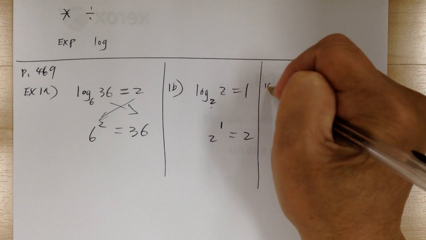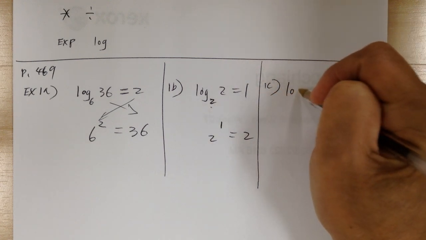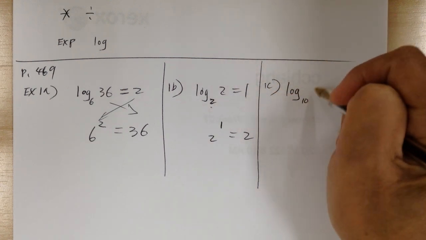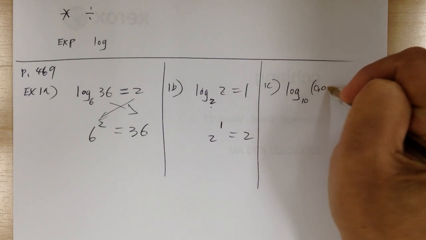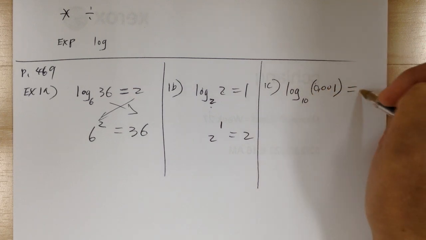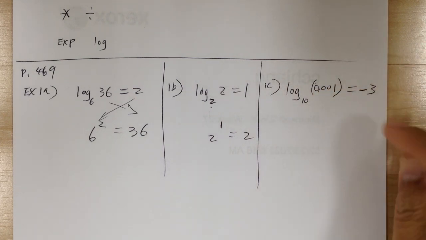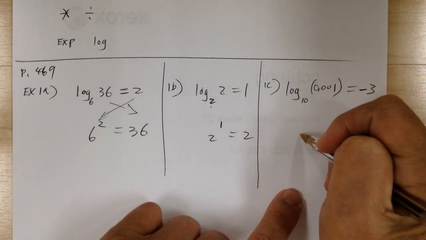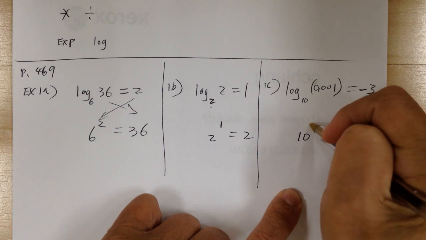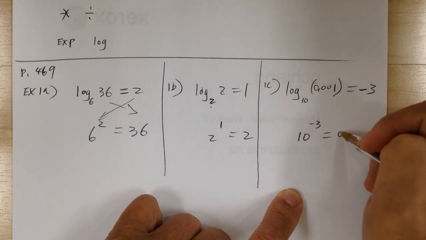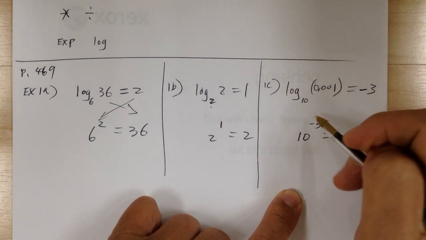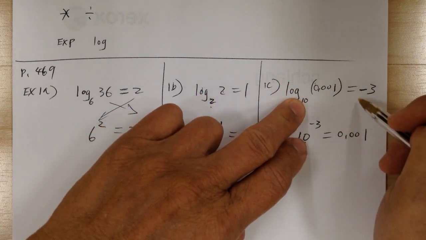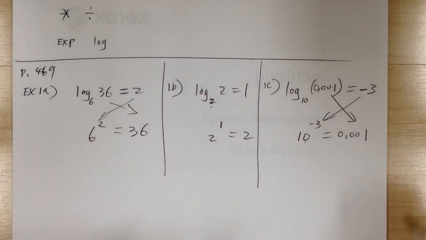Now let's go to 1c. So you have log base 10 of 0.001 equal to negative 3. Again, this is your exponent, this is your base. When you switch to exponential form, you're going to get 10 to the negative 3 equal to 0.001. Again, the base stays, and the other two numbers just switch.